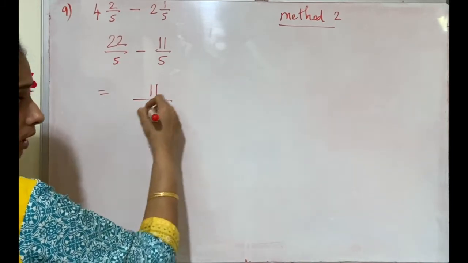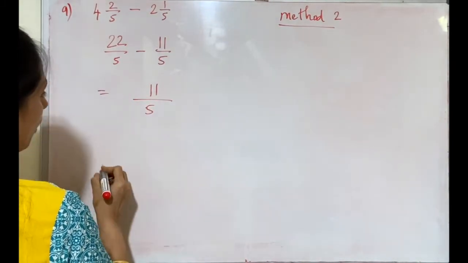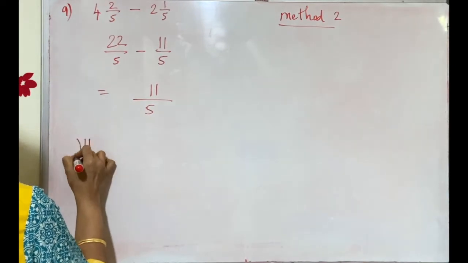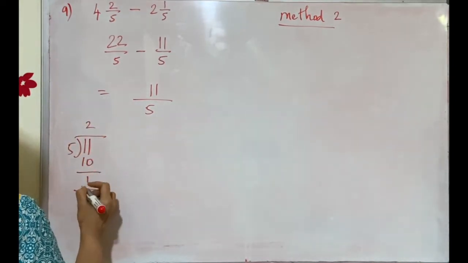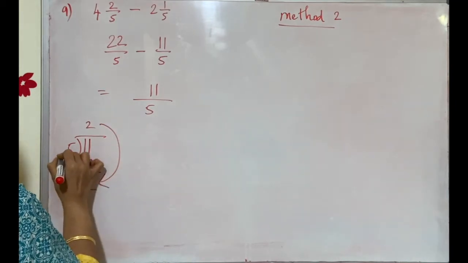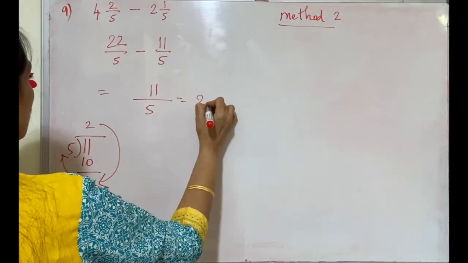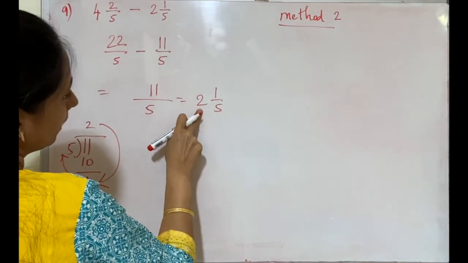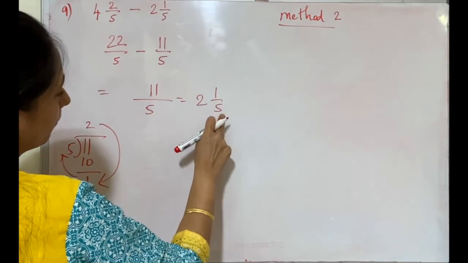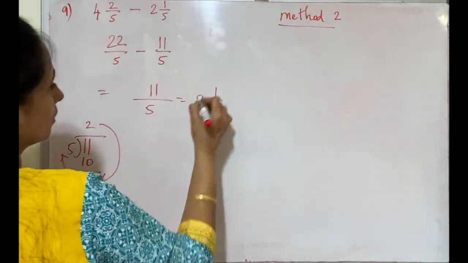Okay. Can you leave it like this? No. This is an improper fraction. So what should you do? Divide 11 by 5. 2 times 5 is 10. You have a remainder 1. So how will you write this? 2 1 by 5. Can we cross check? 5 into 2 is 10. 10 plus 1 is 11. 11 by 5. Okay. So this is your answer.